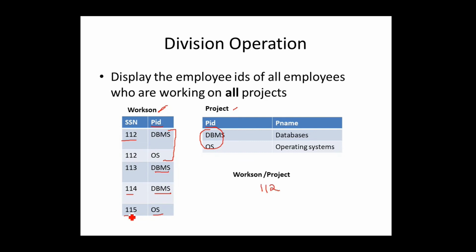If there is another employee, say 115, if 115 has also worked on DBMS, let's assume like this, so here is an employee who has worked on both the projects. So the output also will contain 115. So this is the division operation in relational algebra, and the notation is also given. Okay, so that's the division operation.